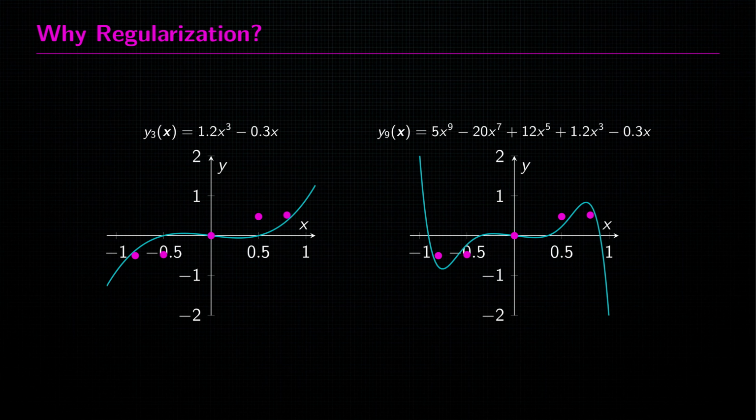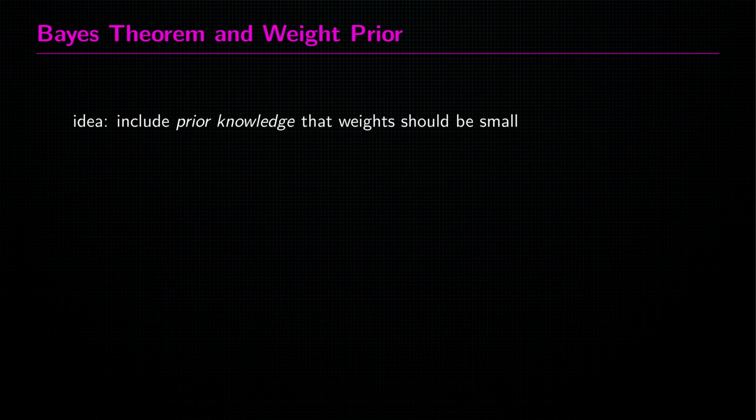Now that you know where our motivation for smaller weights comes from, I want to explain how this can be incorporated into our statistical framework. The idea for regularization is to include prior knowledge about the weights into the optimization problem.